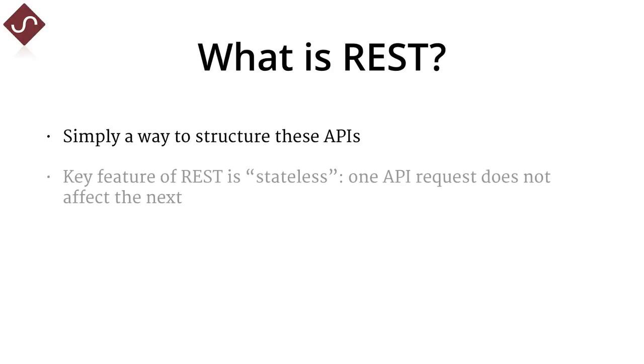One of the key features of REST is that it is stateless. And what this means is that one API request does not affect the next. Evidently, if you delete a user, you wouldn't be able to get it the next time, but what this means is you can't chain requests in REST. Each request is independent, and it does something. So if you ask to delete a user, that user will be deleted. If you ask to get a user, you will get the user back, but it won't affect the way that the API works.